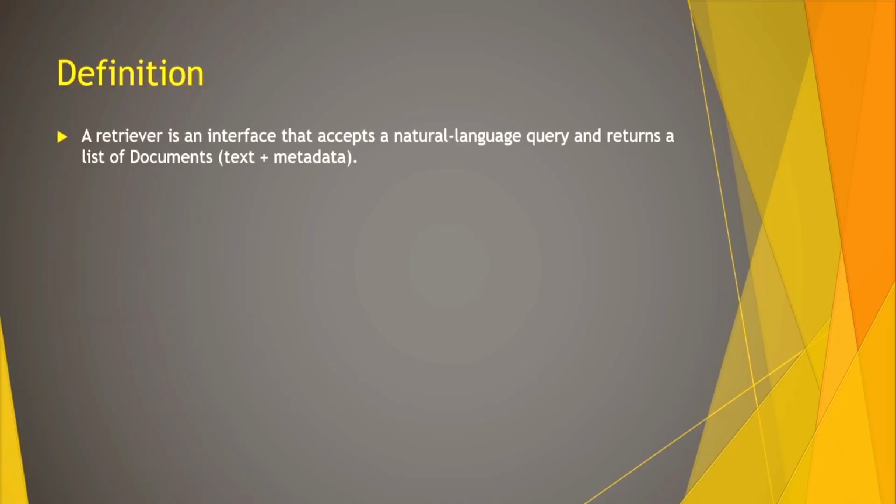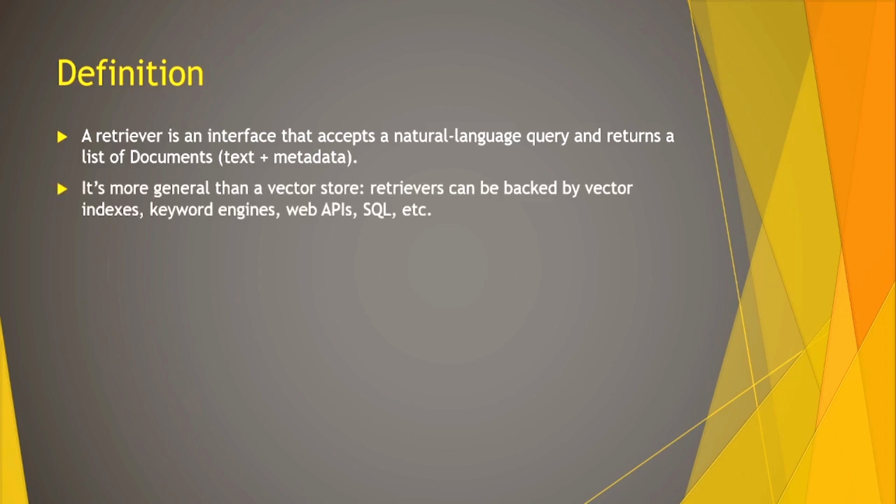So what is the definition of a retriever? A retriever is an interface that accepts a natural language query and returns a list of documents, that is, text and metadata. Text means page content, which we have already seen in our previous examples. It's more general than a vector store. Retrievers can be backed by vector indexes, keyword engines, web APIs, SQL, etc. Now see what happens. I'll show you.